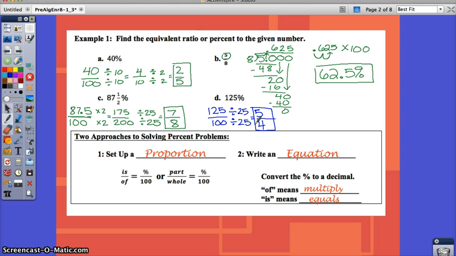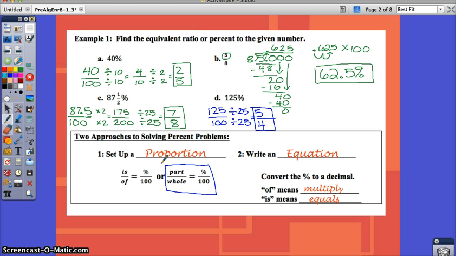And then to help you with the word problems, you can also think of it as is over of. If I say 15 is 20% of another number, the is often signifying the part, and the of is often signifying the whole. So part over whole equals percent out of 100.